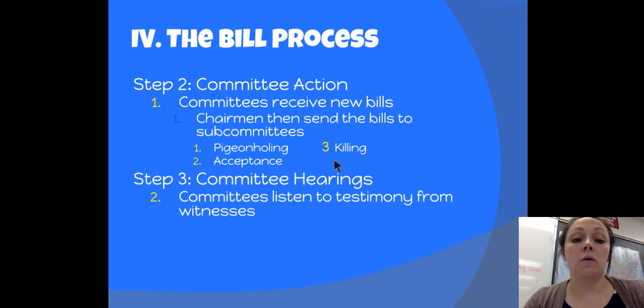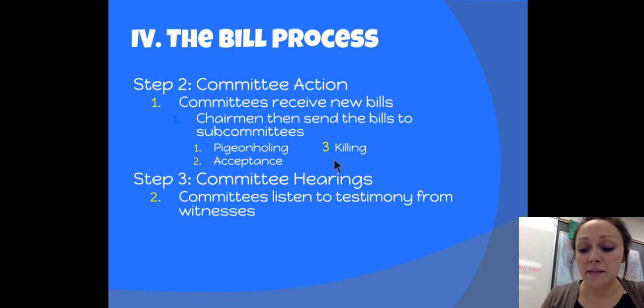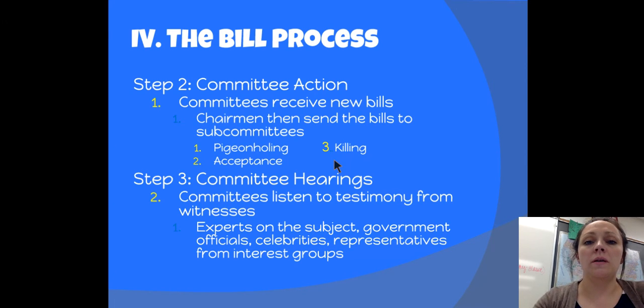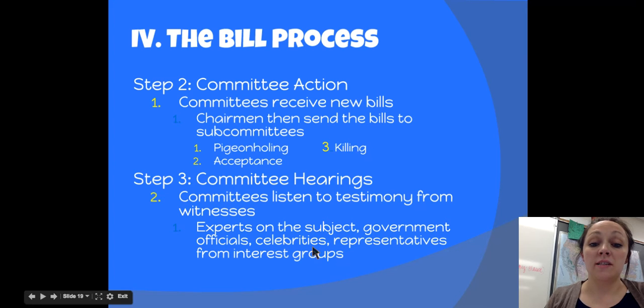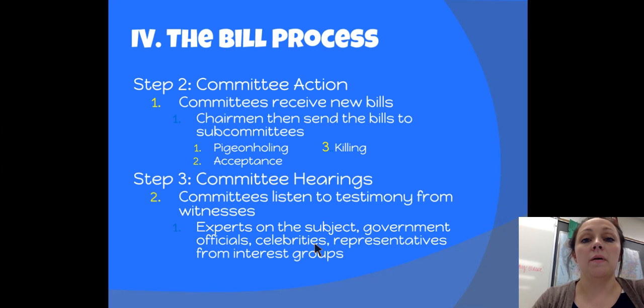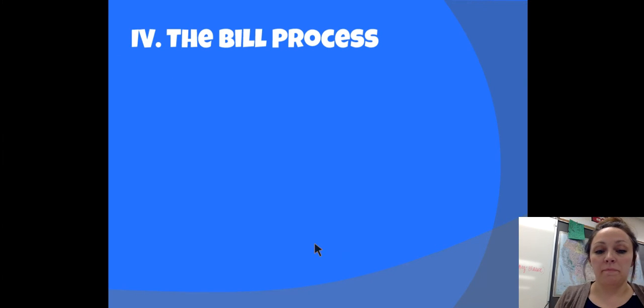Sometimes committees will hold what they call committee hearings. A committee hearing is not a court, but it sounds like it. A committee hearing is when congressmen gather witnesses or experts on the issue to discuss the concept addressed in the bill. So, for example, if there's a bill that wants to increase teacher salary to $100,000 a year by federal law, experts on the subject would be teachers, administrators, people that work within the school system, government officials, celebrities. If you tie a celebrity to your bill, then you're probably going to draw a lot of interest to that bill, which could hopefully positively advance your bill.